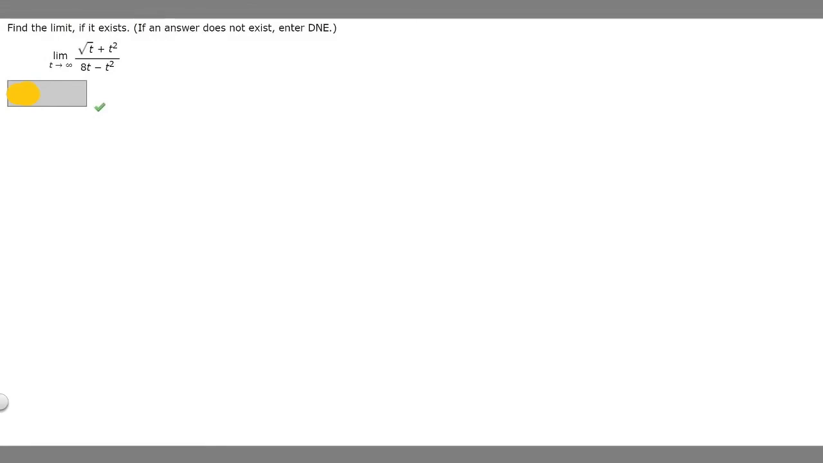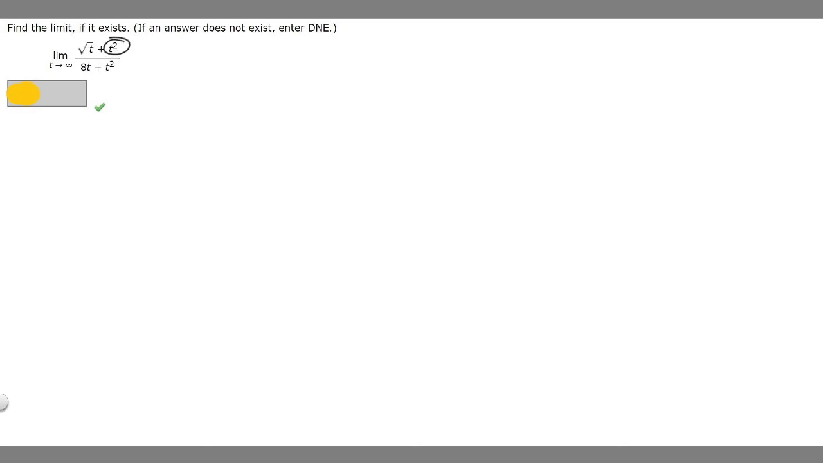So in this problem, we're told to find the limit, if it exists, as t approaches infinity of the square root of t plus t squared over 8t minus t squared. In order to find the limit as some variable approaches infinity, what you want to do is look at the variable to the highest degree on the top and bottom.